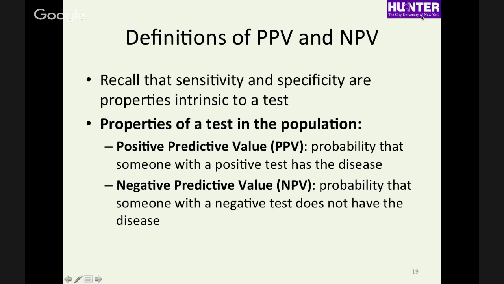All right. So PPV and NPV, those are properties of the test applied to the population, and here are their definitions. PPV being the probability that someone with a positive test in fact does have the disease, and NPV being the probability that someone with a negative test in fact does not have the disease. So those are qualities of the test applied to a population with some certain prevalence.